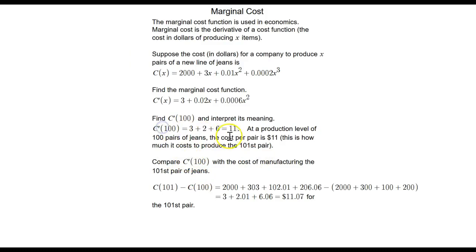Now if we compare that marginal cost to the actual cost of manufacturing the 101st pair of jeans, so marginal cost is really an estimate, but for the actual cost, I would take the cost to produce 101 pairs of jeans and subtract the cost to produce 100 pairs of jeans, and I get $11.07. So that's telling me how much it costs to produce that 101st pair of jeans. So it's looking at the margins, right? Which is, for a small change, what's the change in the production cost?